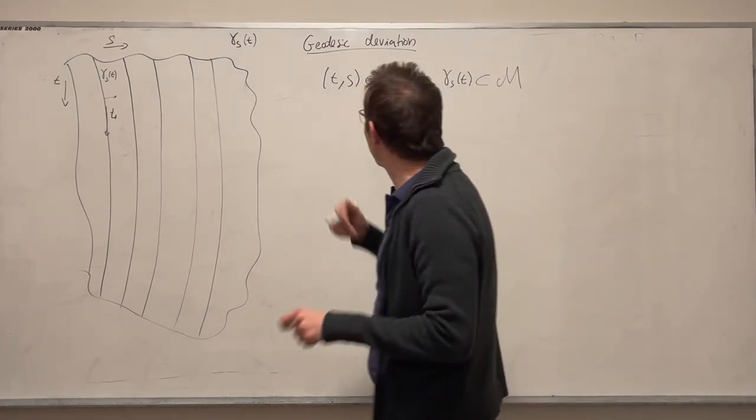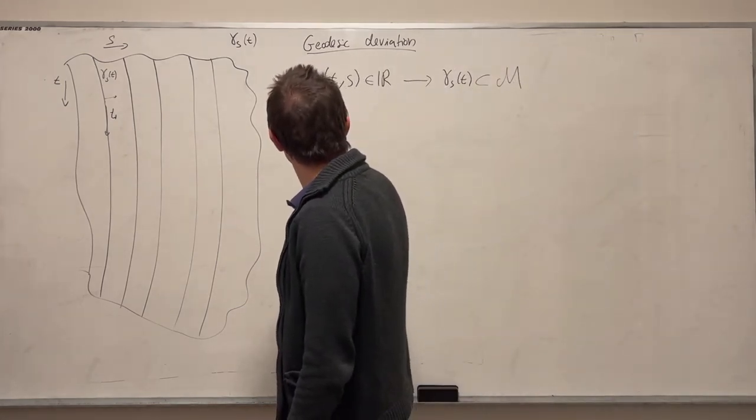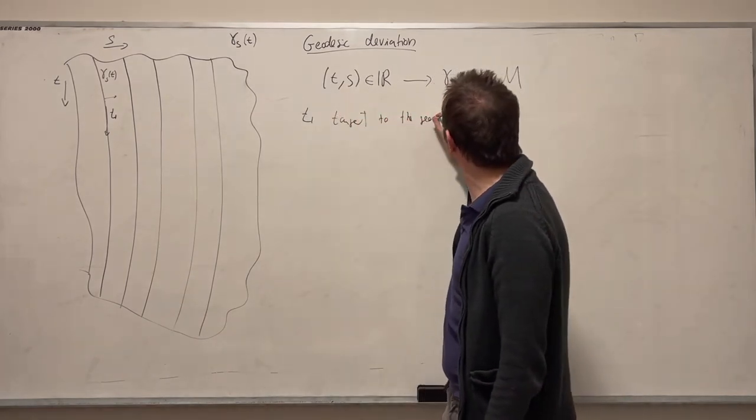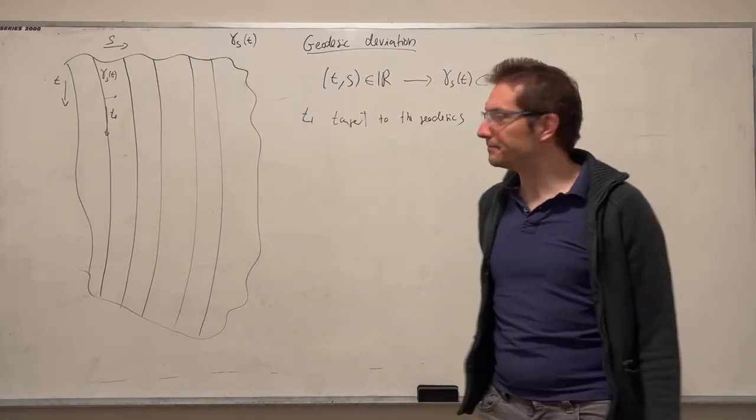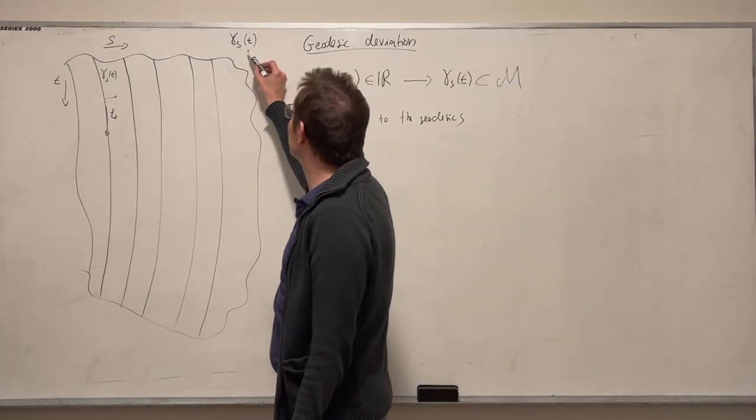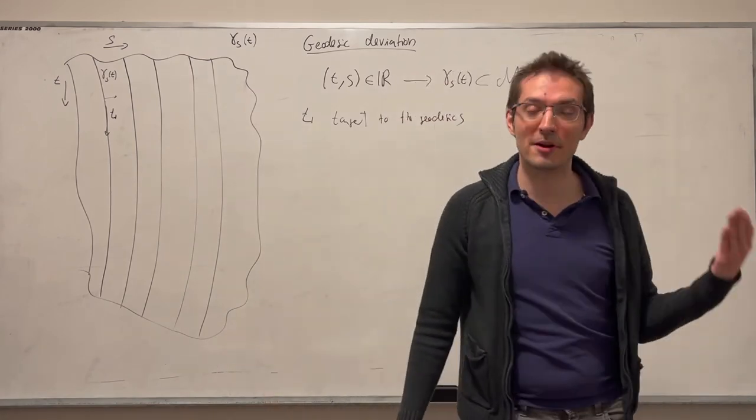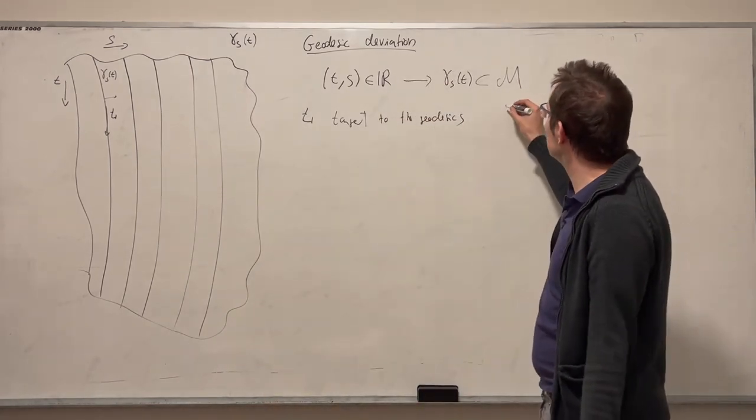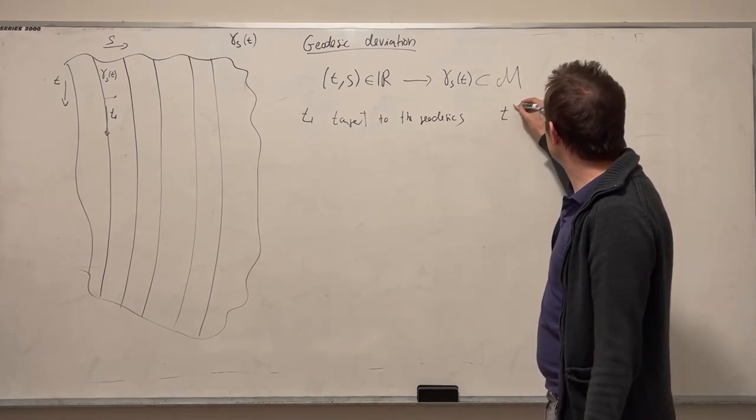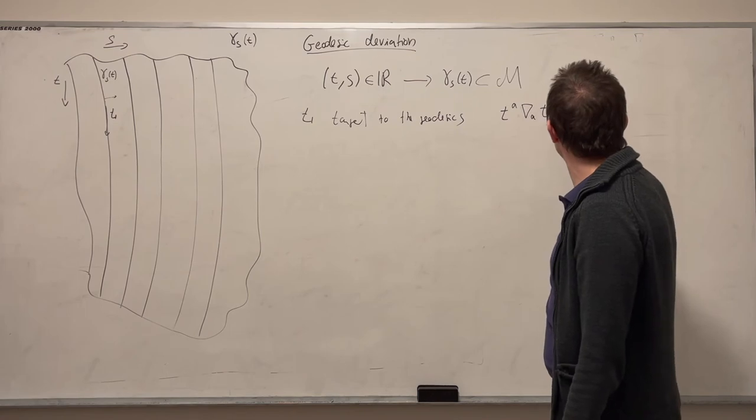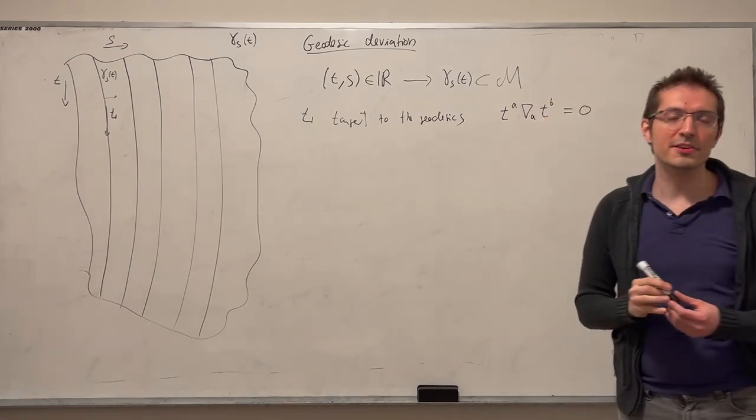In particular, I can define a vector T, let's call it with an index, T^a. It's tangent to the geodesics, and of course, it's a vector field. Now, we also know that these are geodesics, so T is the affine parameter for the geodesics. So we know that T^a has to satisfy the geodesic equation: T^a ∇_a T^b is equal to zero, because they're geodesics.